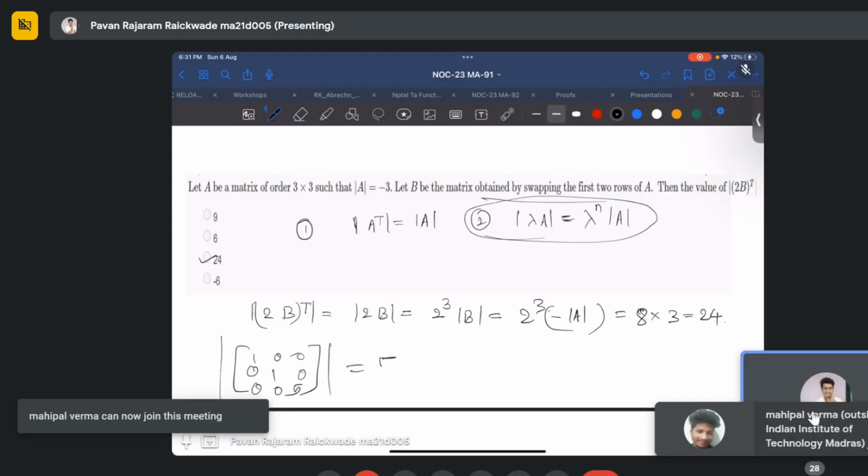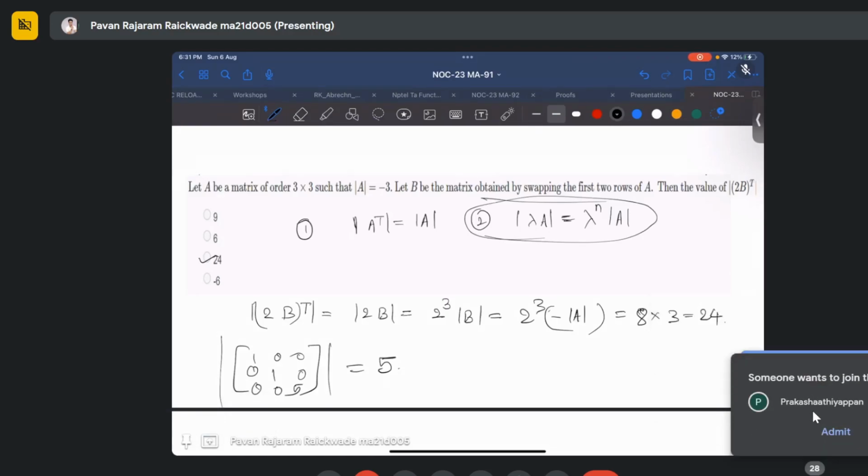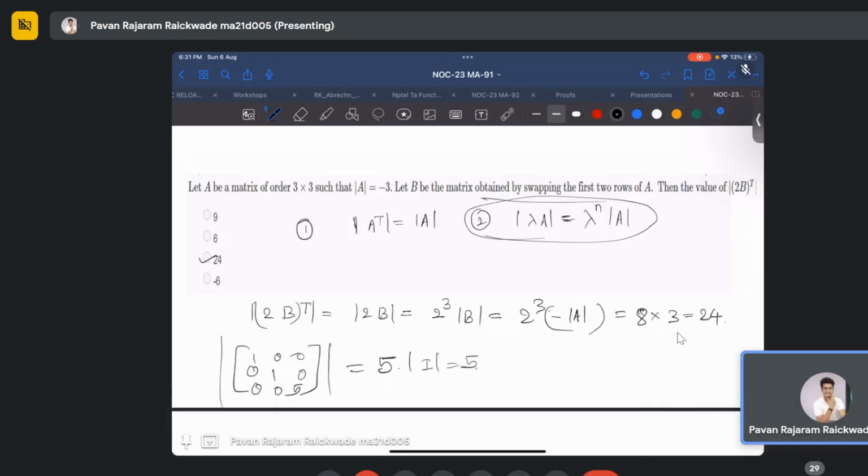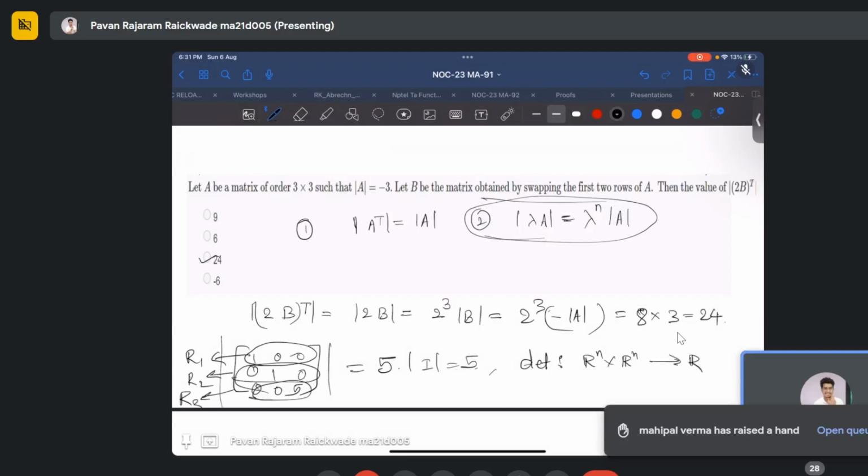Okay, the determinant of this matrix is 5. The point that I wanted to imply from this example is that if you multiply a certain row of a matrix, then that entry will be multiplied to its determinant. So it is 5 times the determinant of the identity matrix, which is 1. Hence the determinant is 5, right? Another way of saying this is that the determinant function is linear in each row. So if you consider the rows of the matrix as R1, R2, R3, and I'll call the determinant a function from R n cross n to R.